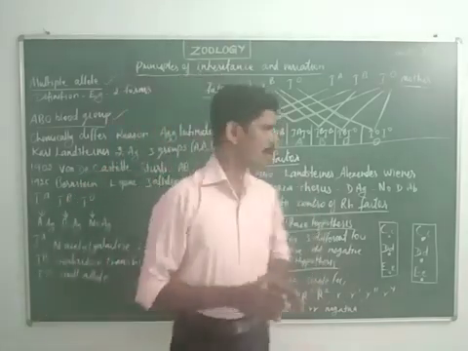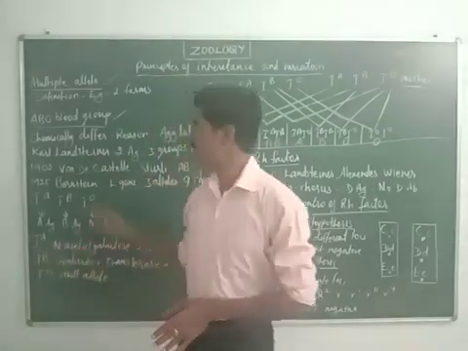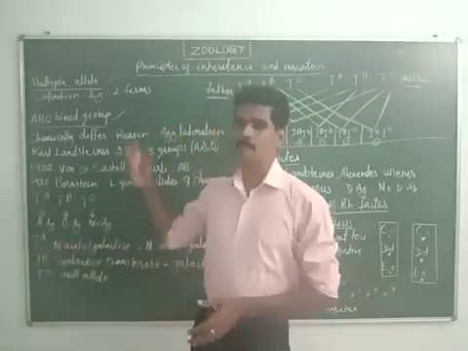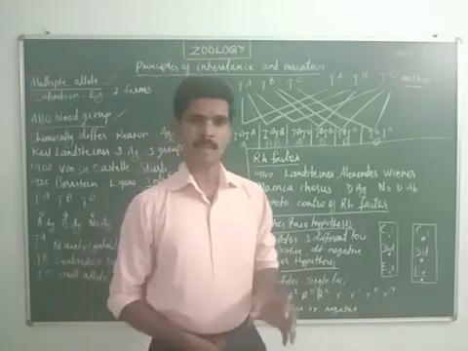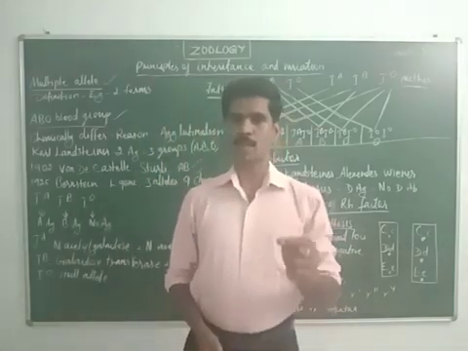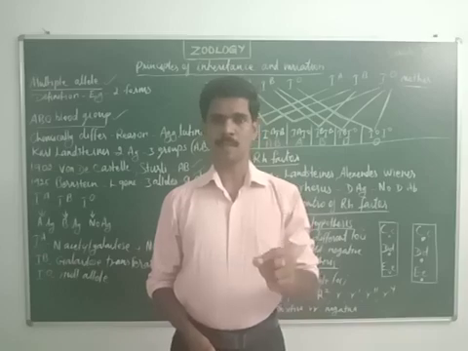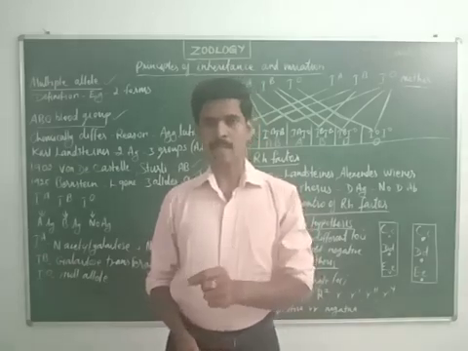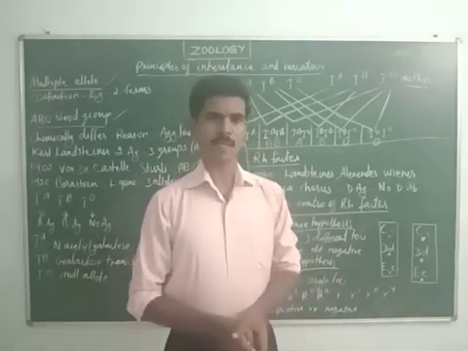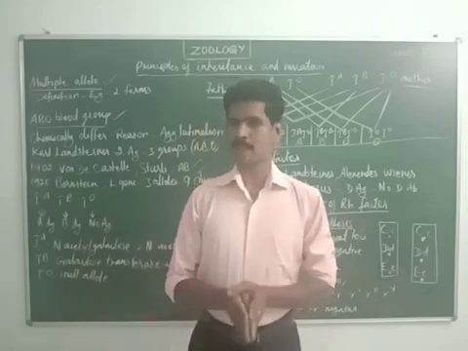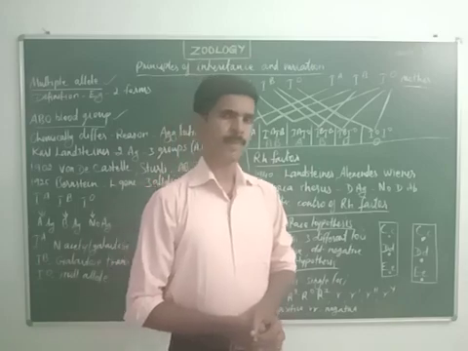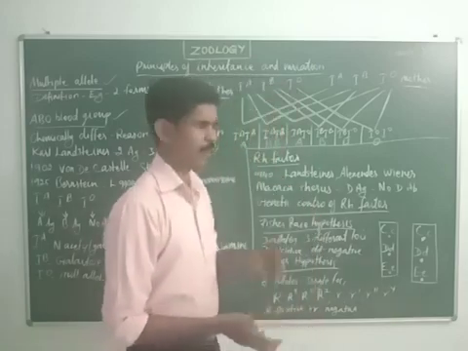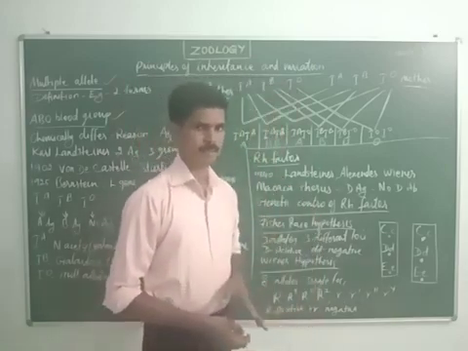So dear students, now we completed the first topic, multiple alleles. Multiple allele definition once again: multiple alleles means when three or more alleles together control a particular character, and the alleles are located in the same location of a homologous chromosome. That condition is called multiple alleles.